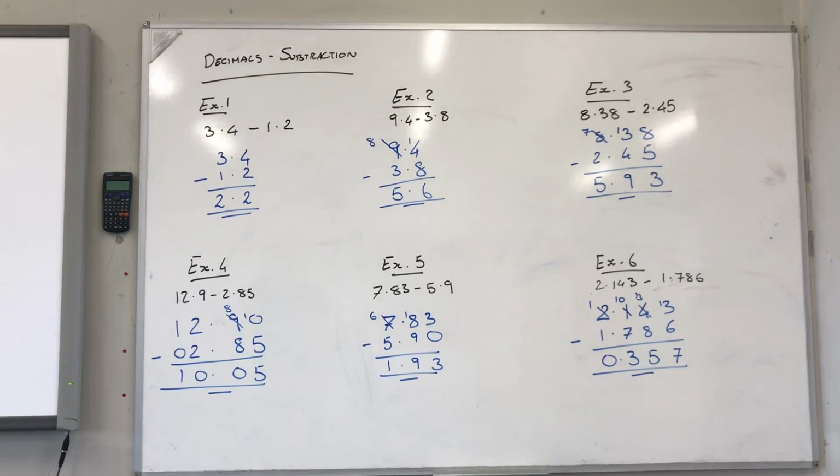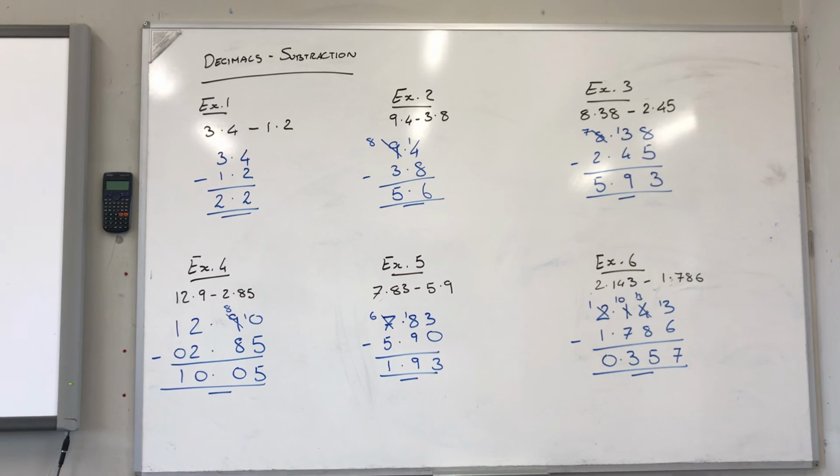So it was a really complicated one. I had to borrow twice, 3 times. So I couldn't do 3 take away 6, so I borrowed from the hundredths, giving me 13 take away 6, which is 7. I then couldn't do 3 take away 8, so I borrowed from the tenths, giving me 13 take away 8, which gives me 5.